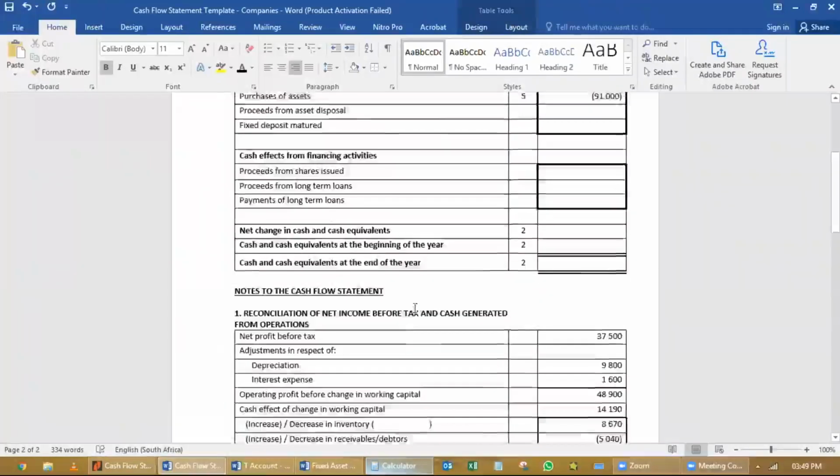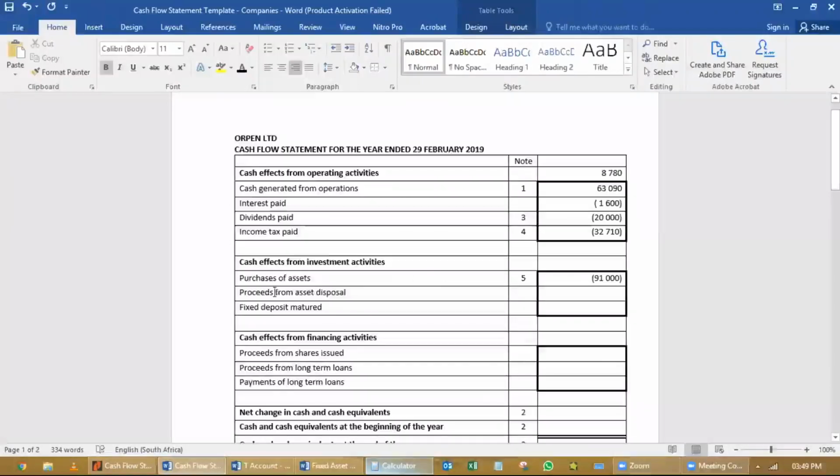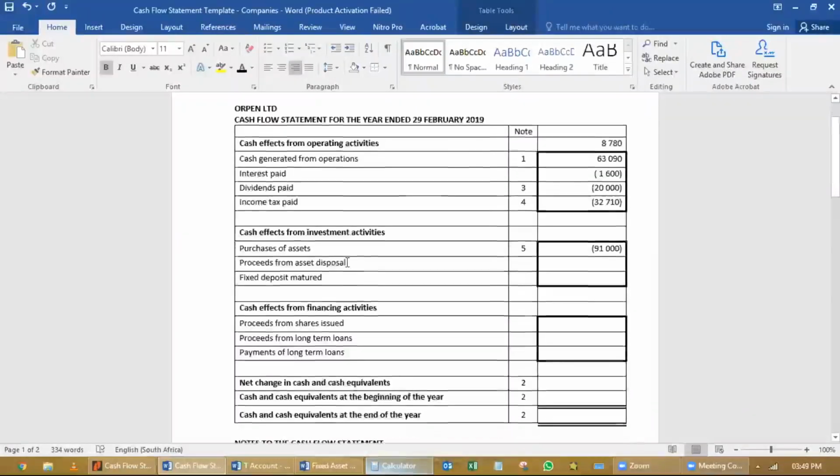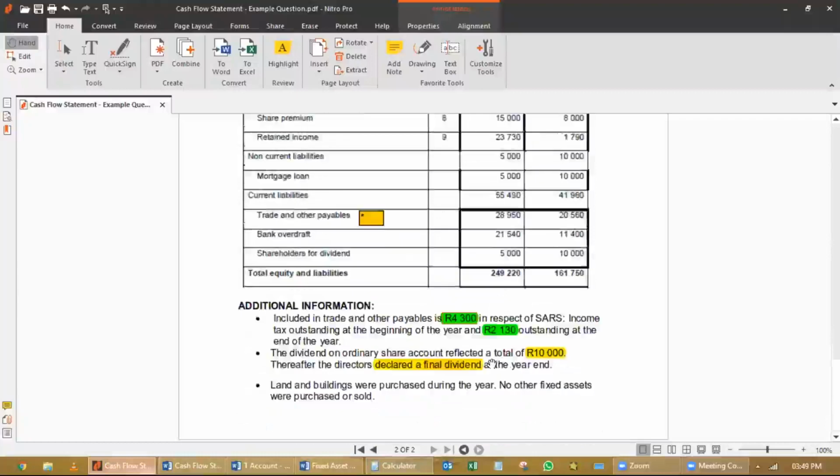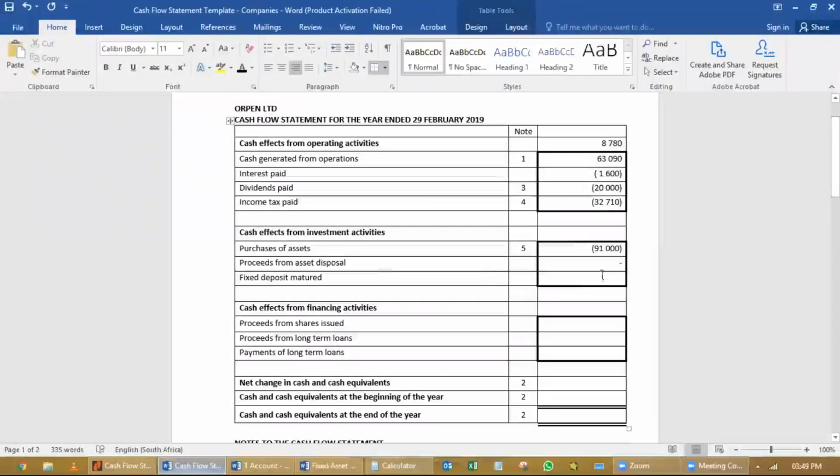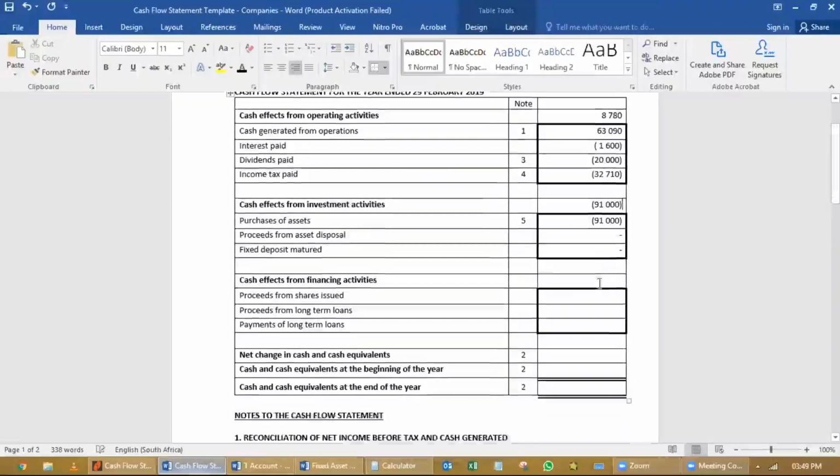Okay, then where are we at? Proceeds from asset disposal. We didn't sell anything, so we didn't make any money from selling the assets, because they told us we didn't sell any assets. And we didn't have any fixed deposit that matured, so no money came into our account from a fixed deposit. So we can finish this. Our cash from investment activities is an outflow of 91,000. Right, then that one's done.